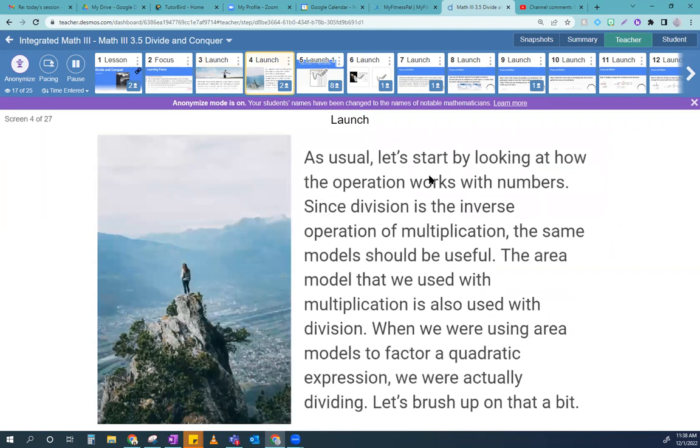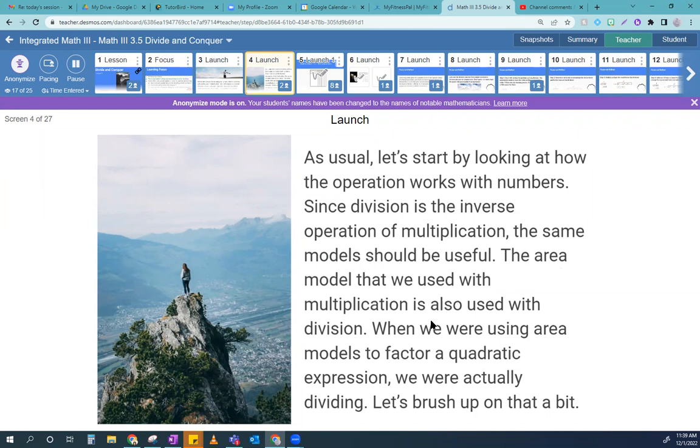Okay, so as usual, let's start by looking at how the operation works with numbers, because if it works in number land, where does it work? In algebra land, or in this case, polynomial land, right? Since division is the inverse operation of multiplication. I'm going to say that again. Since division is the inverse operation. Remember, inverse means to undo something. So division undoes multiplication. The same models should be useful.